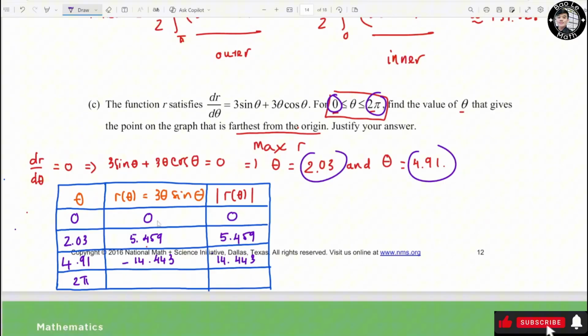And the last one, 2 pi, substitute over here. Sine 2 pi equals 0, so this is 0. Now, this one is the maximum value at theta equals 4.91. So we need to say that the value of angle theta equals 4.91 gives the point on the graph that is farthest from the origin.